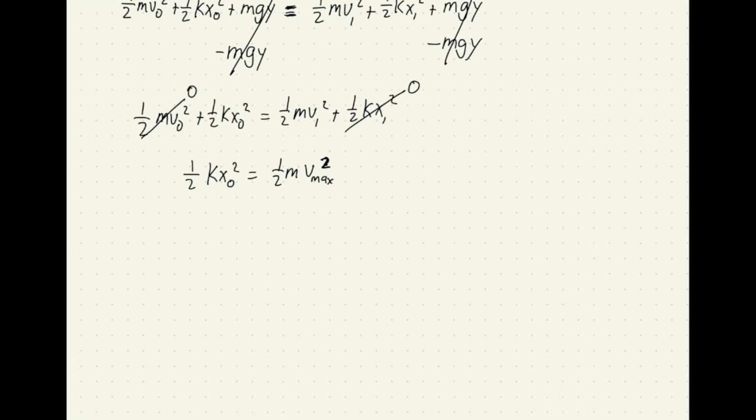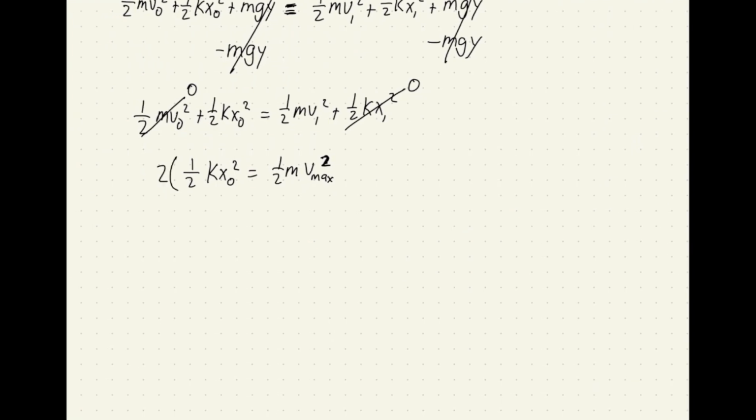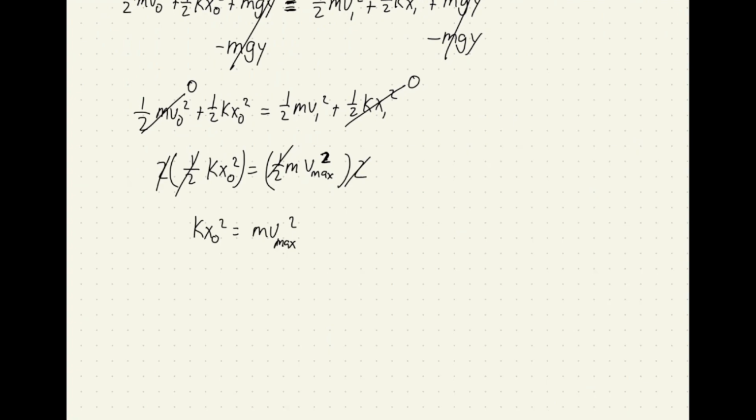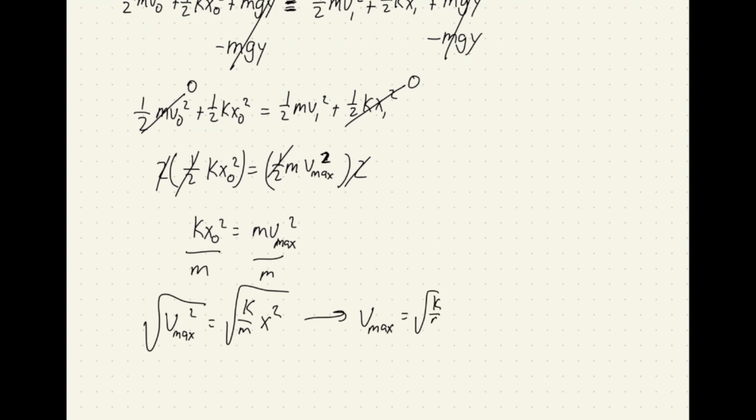So here's that happening. If I multiply both sides of this equation by 2, my 2 cancels my 1/2, and I get k times x naught squared is equal to m times vmax squared. I want to solve this for velocity, and to do that, I basically divide both sides by my mass first. I get vmax squared is equal to k over m times x squared. Next, I just need to square root both sides. My result is that vmax is equal to the square root of k over m times x. My x was squared, it got square rooted, but my k and m are not squared, so I'll just leave them inside the square root.